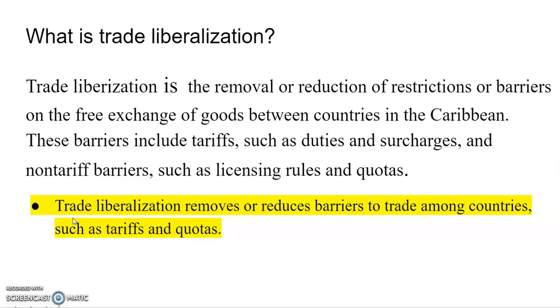Now, trade liberalization is the removal or reduction of restrictions or barriers on the free exchange of goods between CARIFTA countries, right? And for your information, when we talk about barriers to trade, we are talking about things like tariffs, duties, surcharges, and also non-tariff barriers such as licensing arrangements and quotas. You could also write trade liberalization removes or reduces barriers to trade amongst Caribbean countries such as tariff and quotas.